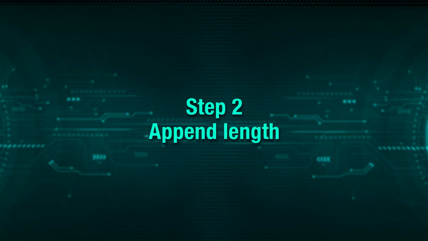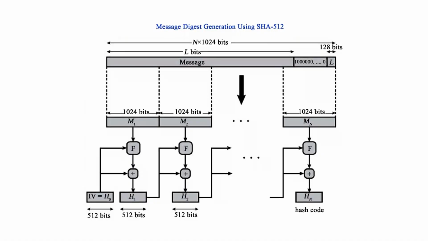Step 2. Append length. A block of 128 bits is appended to the message. This block is treated as an unsigned 128-bit integer with the most significant byte first and contains the length of the original message before the padding. The outcome of the first two steps yields a message that is an integer multiple of 1024 bits in length. Hence, the expanded message is represented as the sequence of 1024-bit blocks M1, M2, etc. Mn, so that the total length of the expanded message is n times 1024 bits.